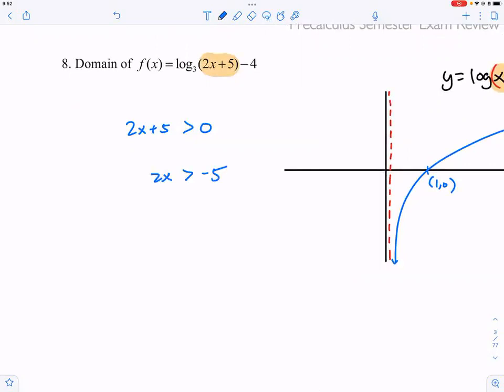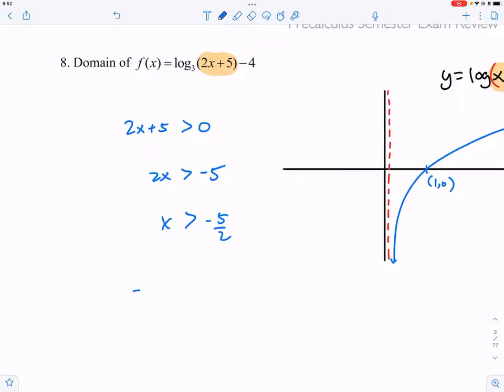Subtract 5 on both sides, and then divide by 2 on both sides. Then you have your domain. x must be greater than -5/2. So the interval notation will be (-5/2, infinity). That's the domain.